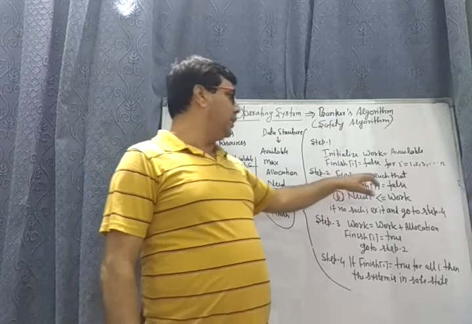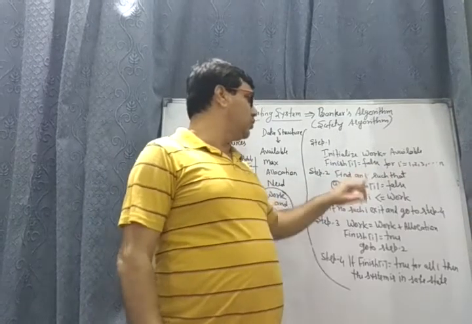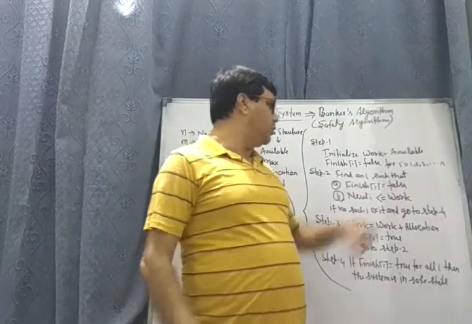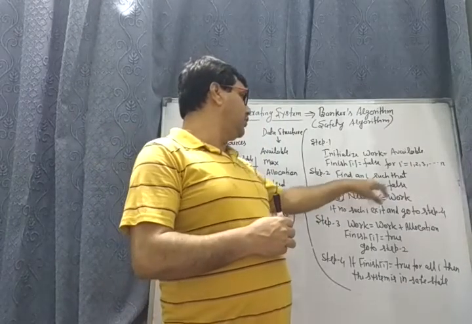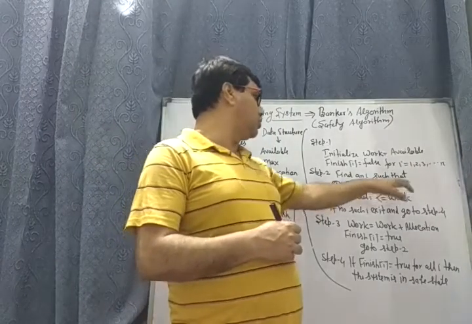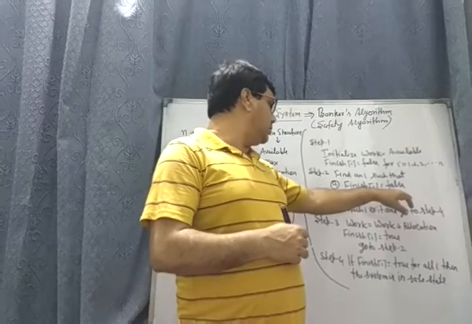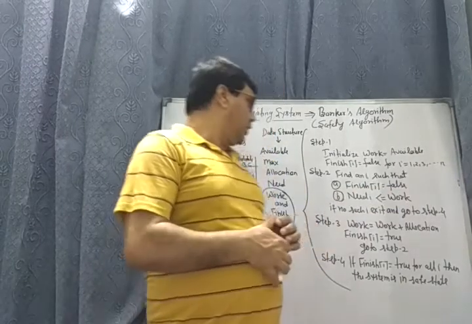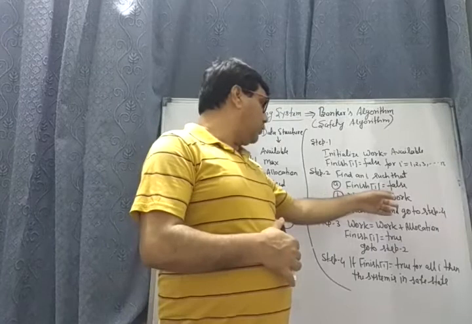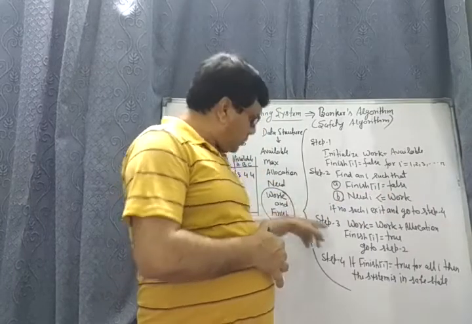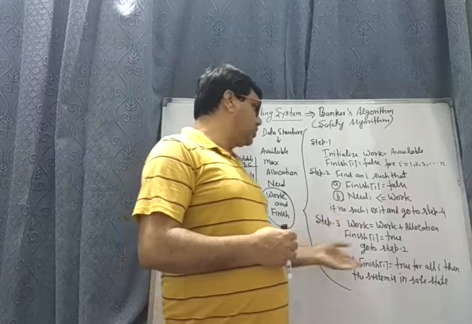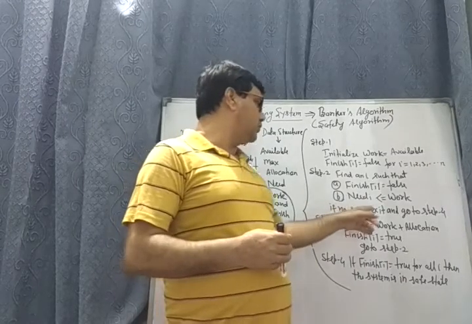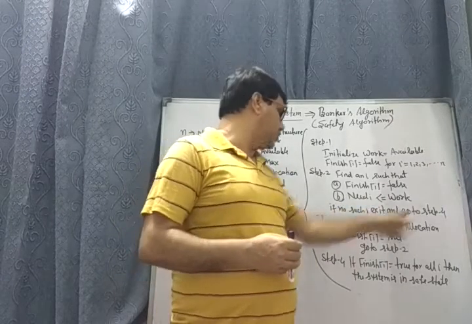Now step 2: find an i such that Finish[i] is equal to false and Need[i] is less than or equal to Work. First of all, let i be equal to 1, Finish[1] is equal to false, and Need[i] less than or equal to Work. If Need[i] is less than or equal to Work, then we jump to step 3. Otherwise, we jump to step 4. If no such i exists, go to step 4.